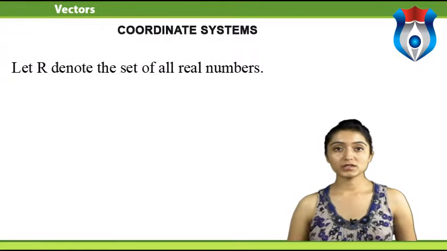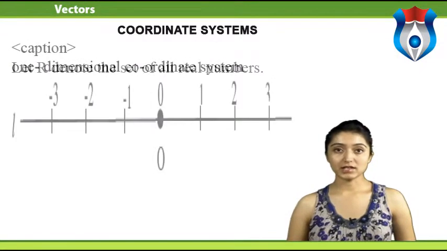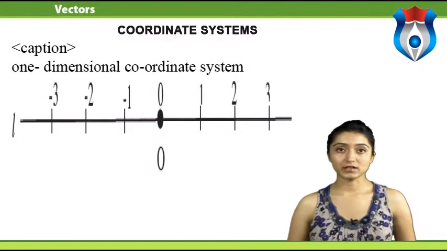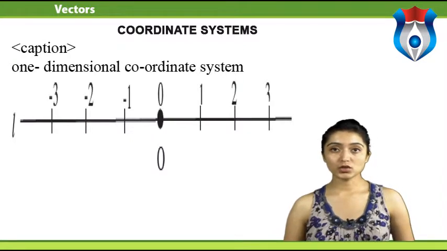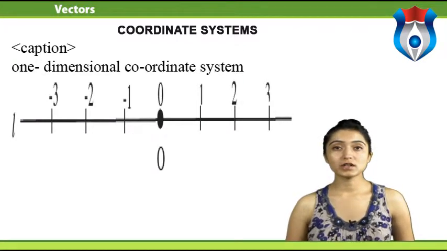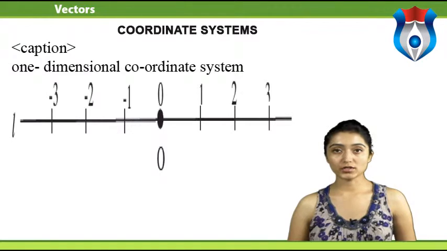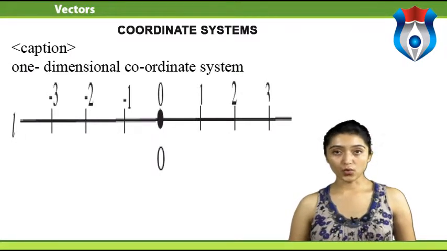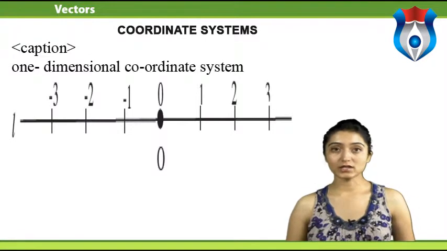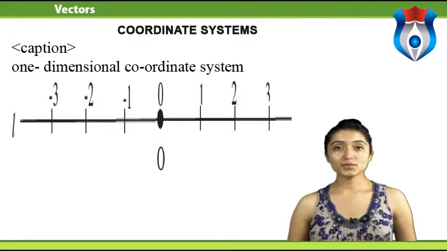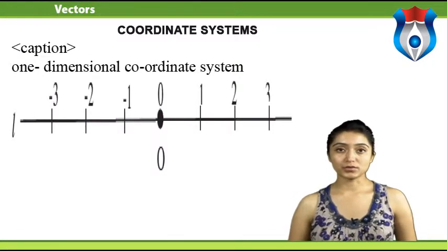Let R denote the set of all real numbers. Let l be a given line. We can set up a one-to-one relationship between the real numbers in R and the points on l as follows. Select a point O, which will be called the origin on the line l. To this point, we associate the number 0.